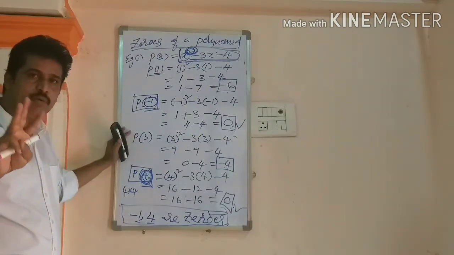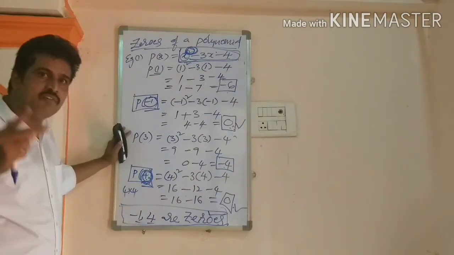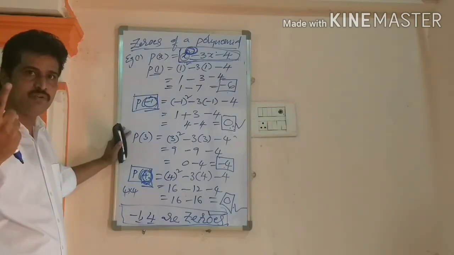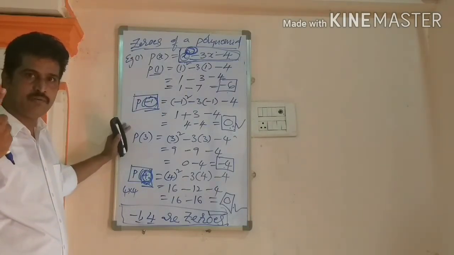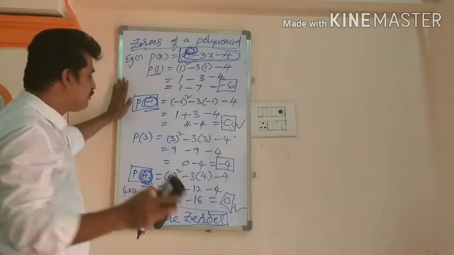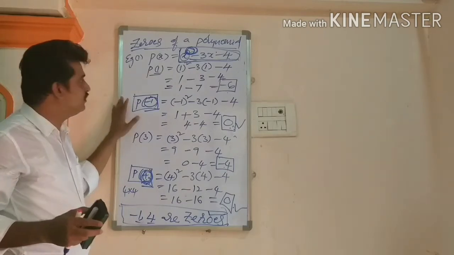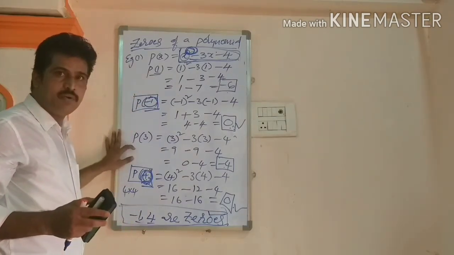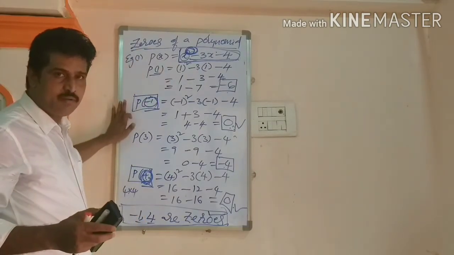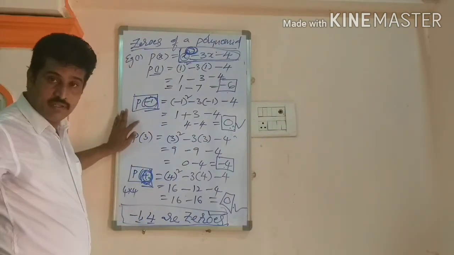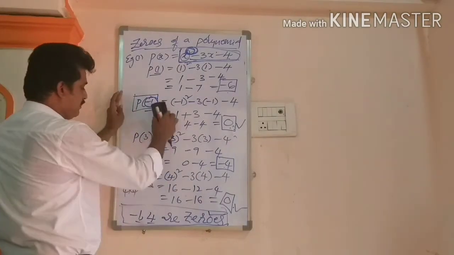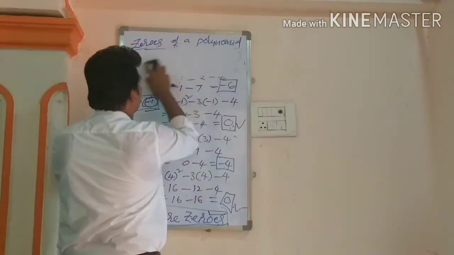For cubic polynomial, there must be 3 zeros. For linear polynomial, there must be only 1 zero. Okay? I'll tell you a linear polynomial, then I will conclude. You understood now this one about the value of a polynomial and zeros of a polynomial. This is very important in further concepts. One more, linear polynomial, let me explain and then I'll conclude.